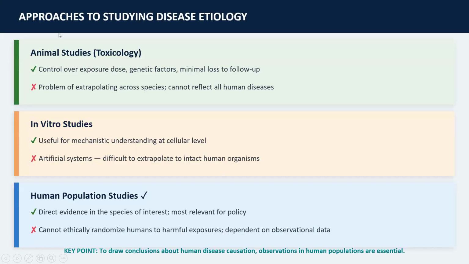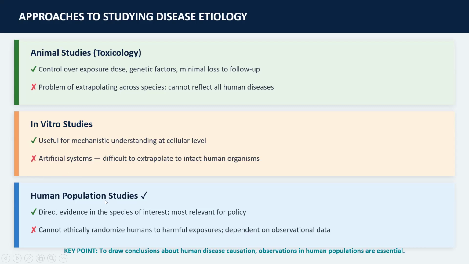Next are the approaches to study disease etiology. Animal study, toxicology: control over exposure dose, genetic factors, minimal loss to follow-up. The limitation of this is the problem of extrapolating across species; it cannot reflect all human diseases. In vitro studies are useful for mechanistic understanding at the cellular level, but the artificial system is difficult to extrapolate to the intact human organism.